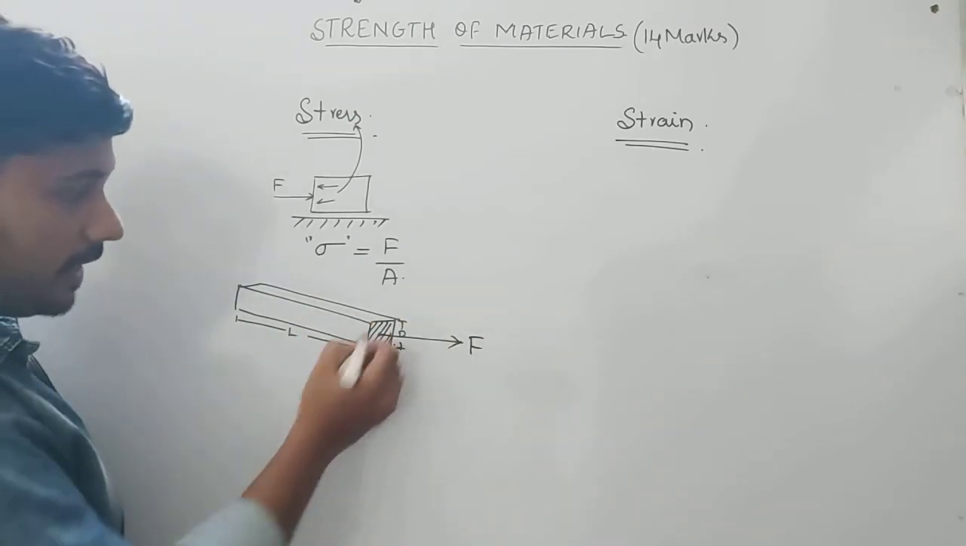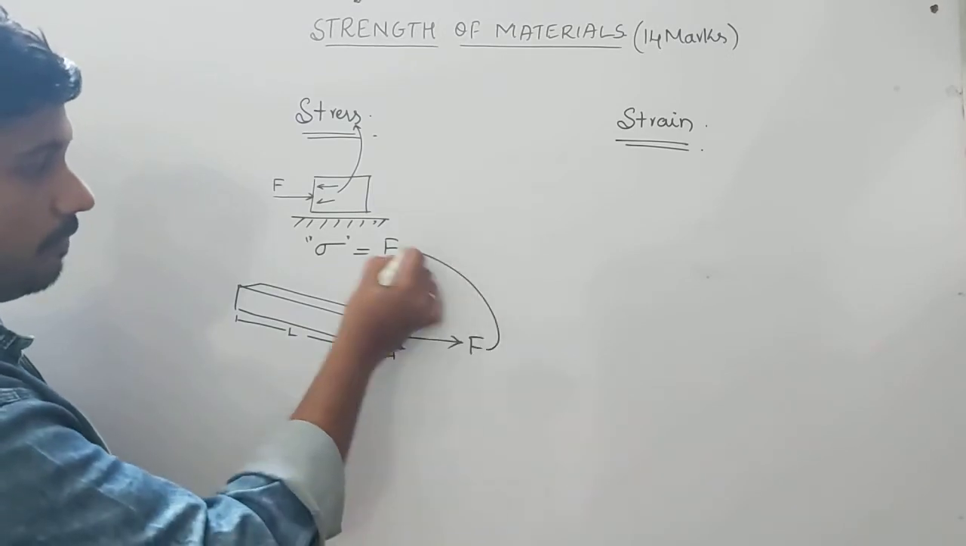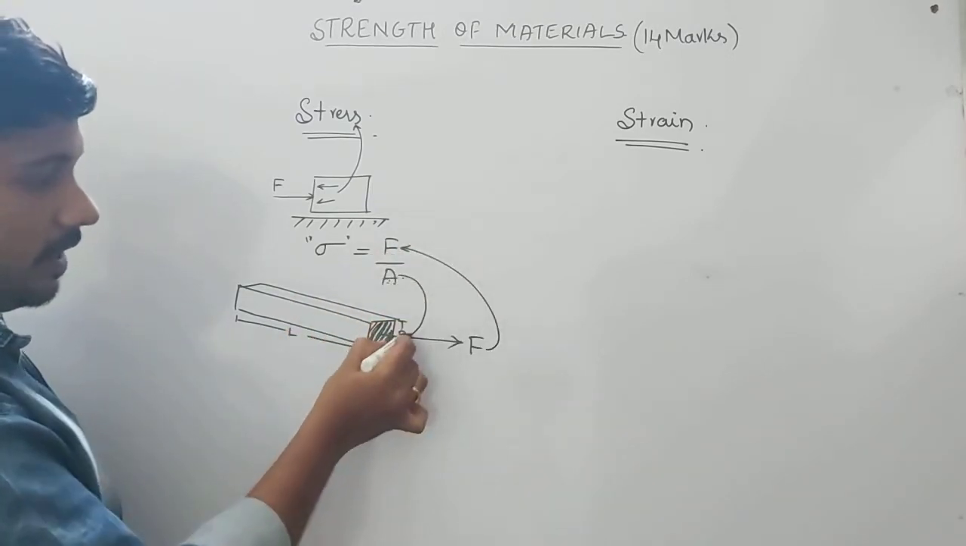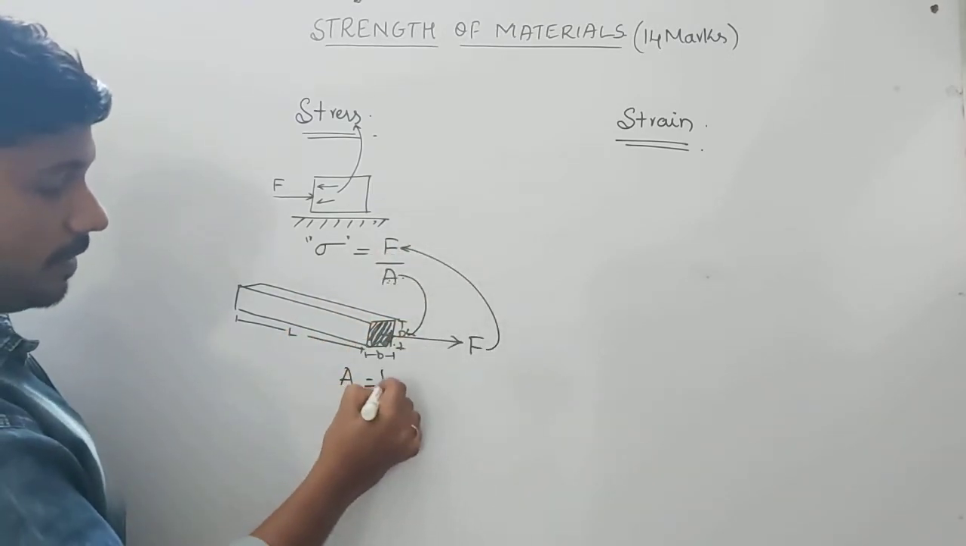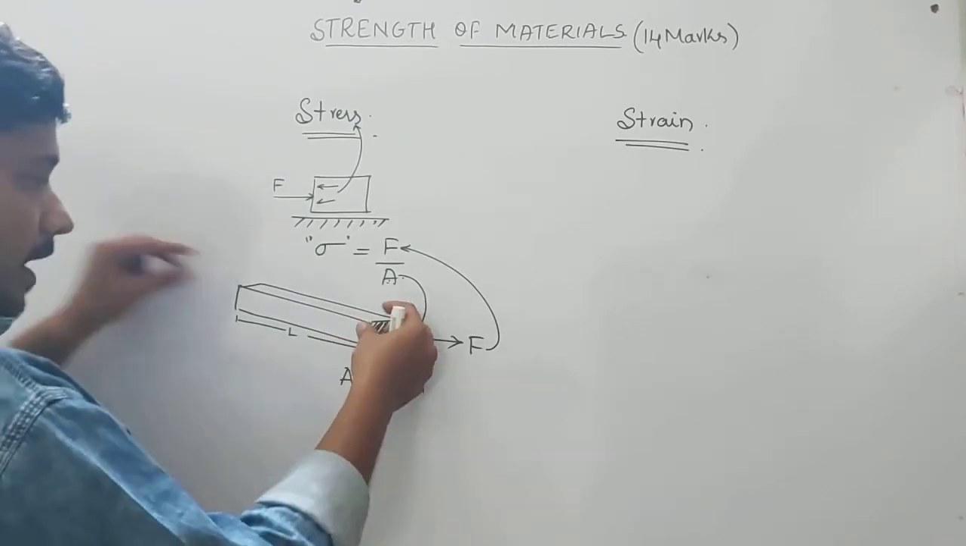This is the force applied, and this is the area that is there. So this is the force here. So what about the area? Area is nothing but B into D. So what happens if I apply the force?